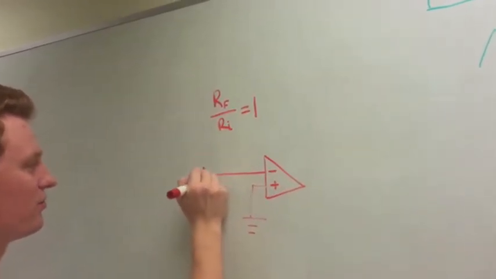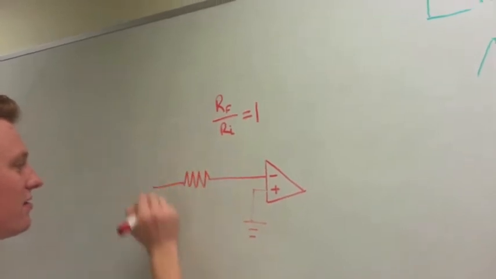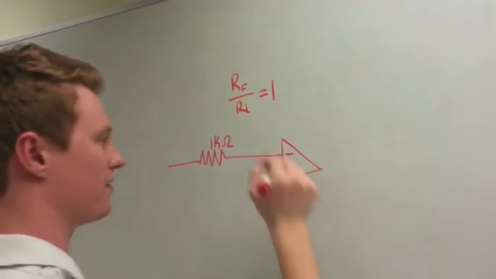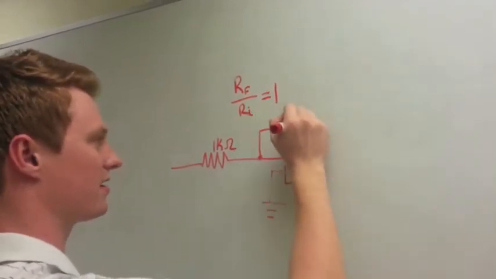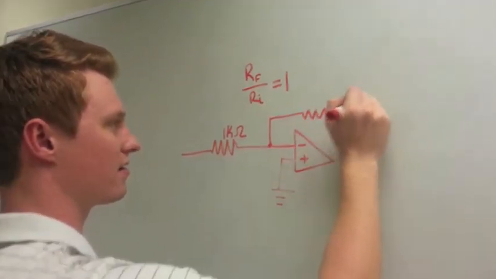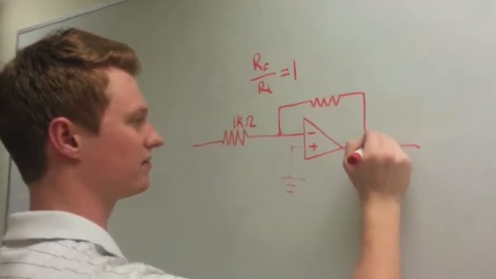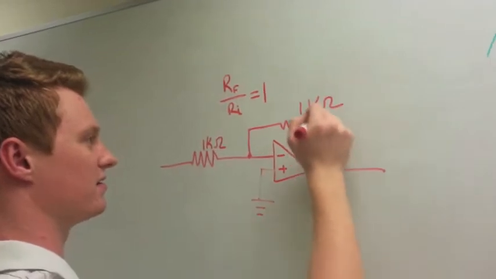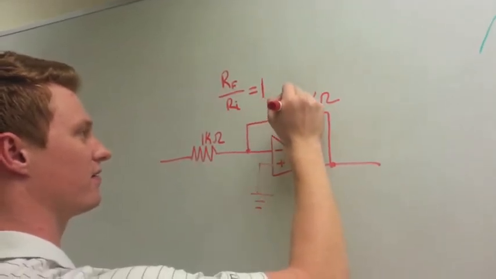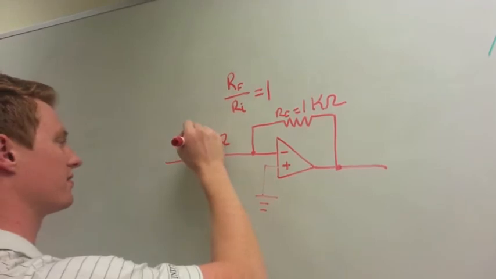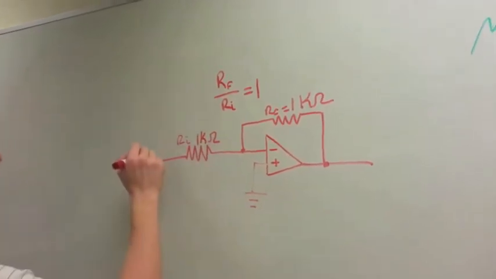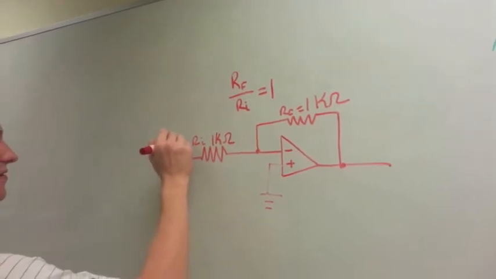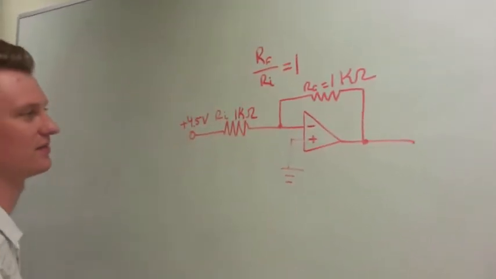So we'll put a 1 k ohm resistor right here, and then connect that to the output. Put a 1 k ohm resistor here. And this is our RF. And this is our RI. And then we're going to have a voltage of 4.5 going into the terminal.